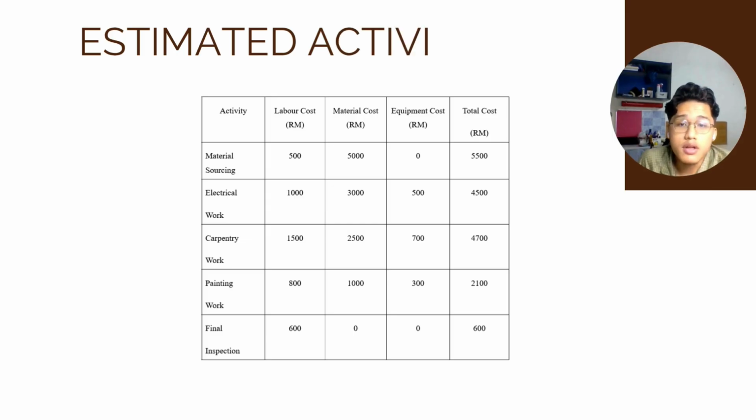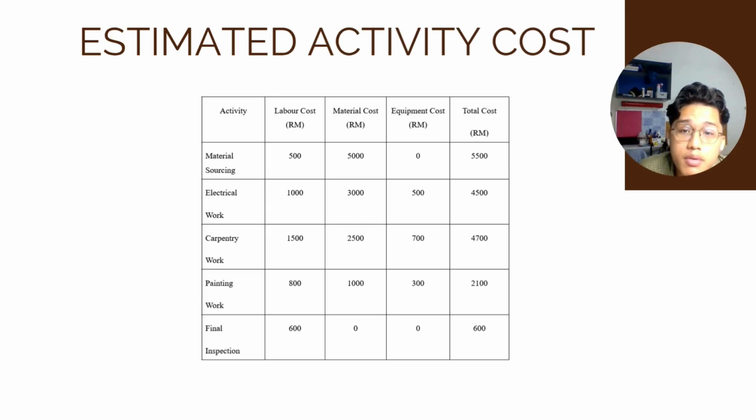So this is the estimated activity cost. For example, the labor cost for material sourcing is 500, and the material cost for material sourcing is 5,000. Equipment cost is zero, and the total cost is 5,500. In the electrical work, labor is 1,000, material cost 3,000, equipment cost 500, and the total cost is 4,500. For carpentry work, it is 1,500 for the labor, 2,500 for material, and equipment cost is 700. So the total is 4,700.